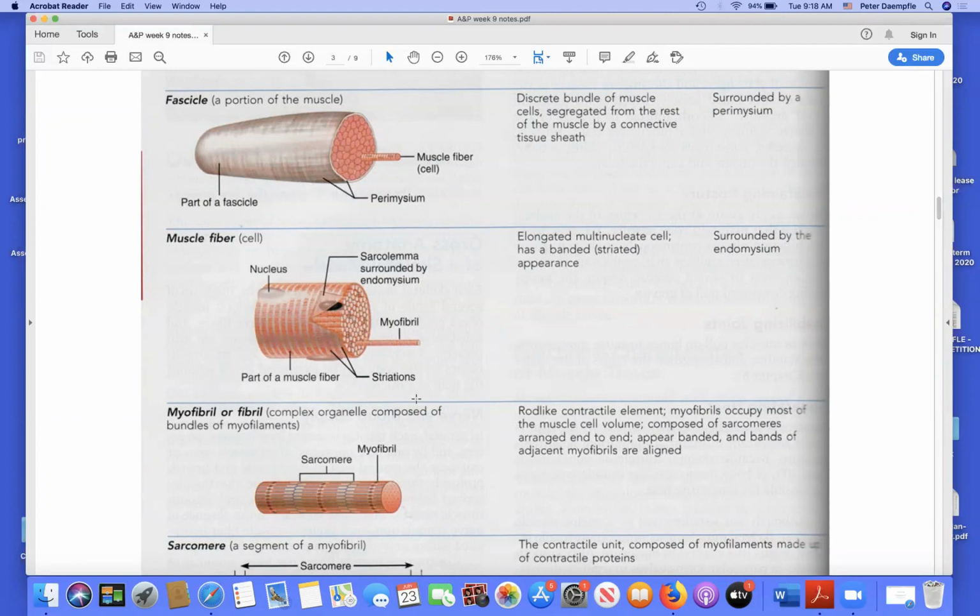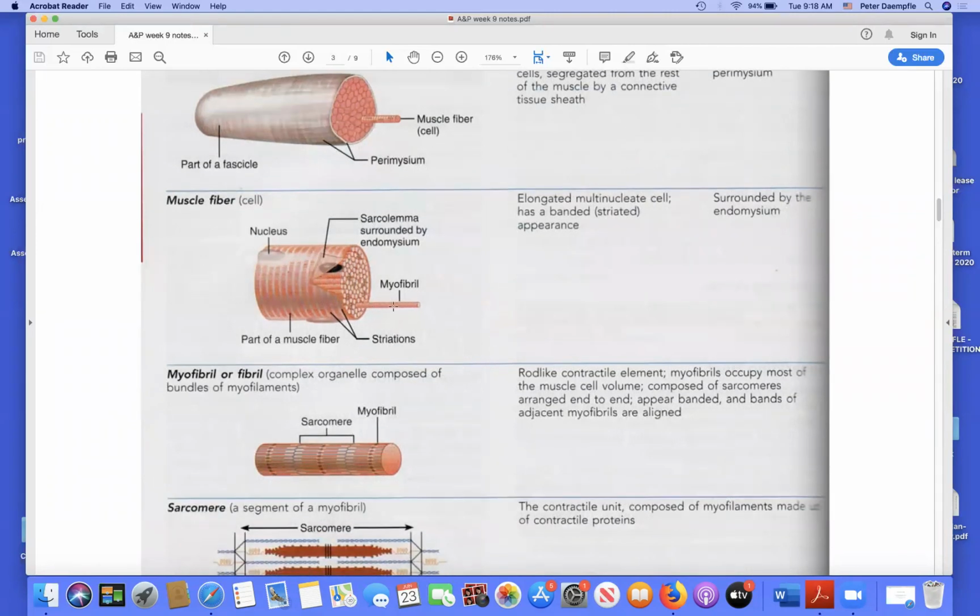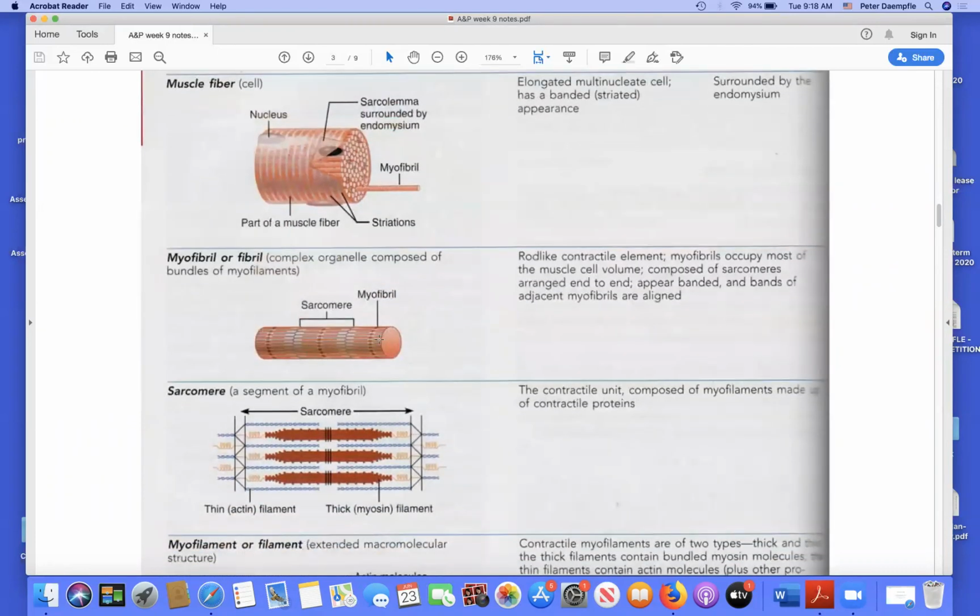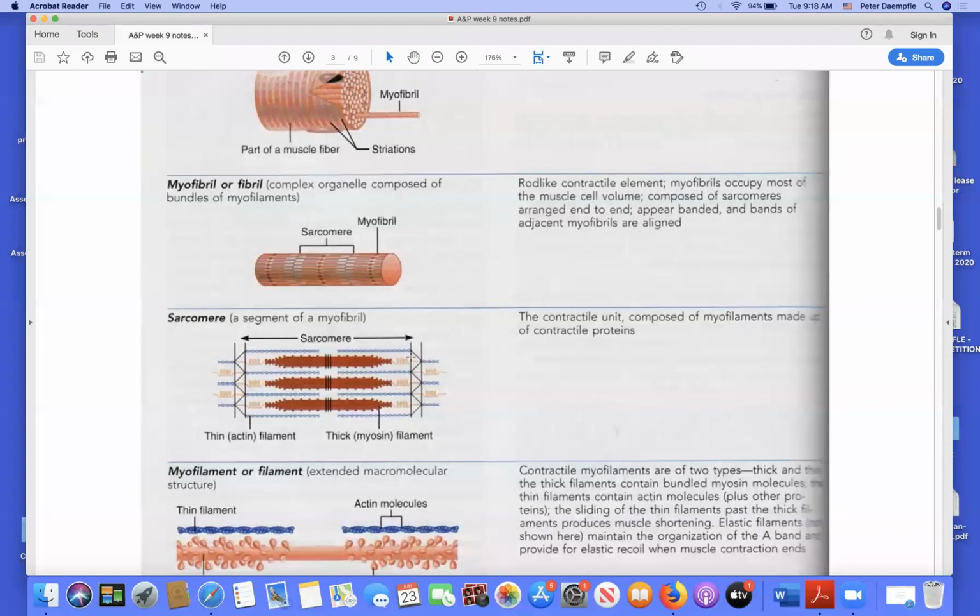And myofibrils, let's take this little tube and blow it up here at the bottom. This is what a myofibril looks like. A myofibril is chopped into individual little sarcomeres. Sarcomeres are the functional or contractile unit of a muscle. They contract on their own, each individual one. And this is the structure of a sarcomere.